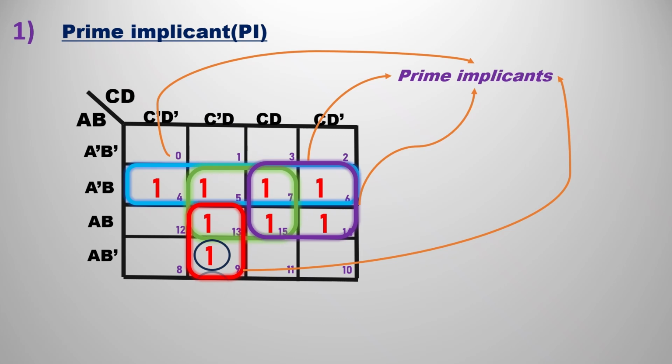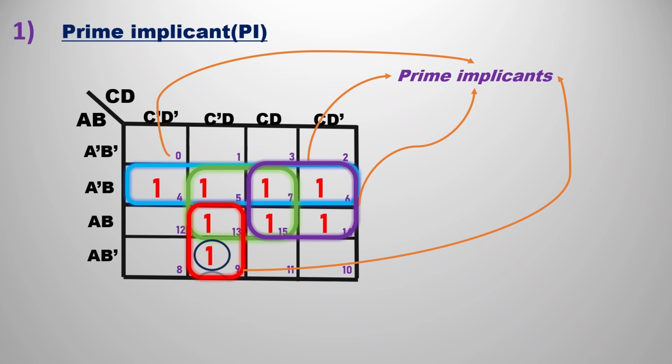If we observe the red group, the 13th position is sharing a boundary with other prime implicants. But let's observe the 9th position. The one that is there in the 9th position is not sharing with the other prime implicants. So that is the at least one, that is the main thing. That is also an essential prime implicant.